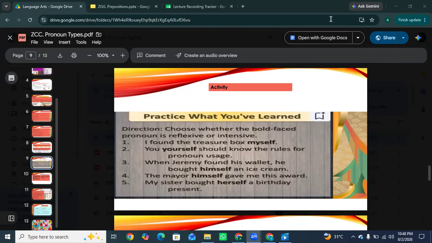Okay. The next one is: my sister bought herself a birthday present. It is reflexive. The action reflects back to the subject. My sister performed the buying action and she received the present. Okay.